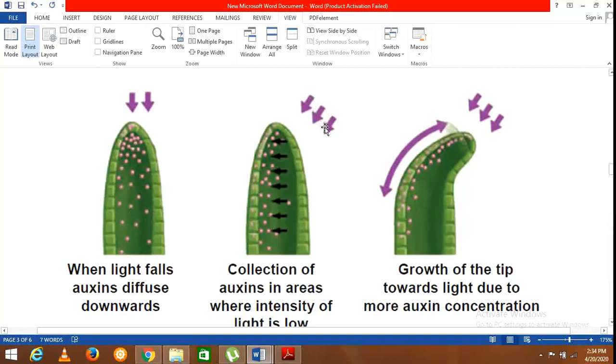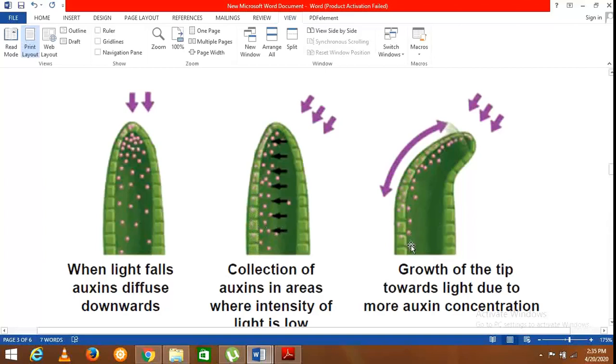Then here the direction of light has been changed. So this is the darker side of the plant shoot, as light is falling from this direction. So there again auxins move away from light, and auxins get collected in the areas where the intensity of light is less. Then what happens? You learnt that auxins stimulate elongation of the cells in the shoot apex and root apex. So when more auxins are there on the darker side, the cells on the darker side will increase their length more than the cells on the side where light falls.